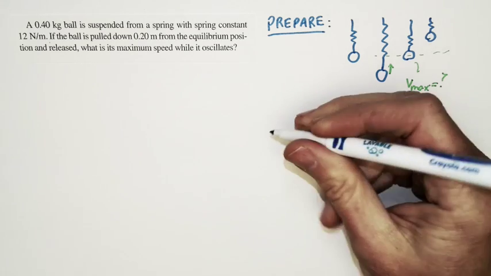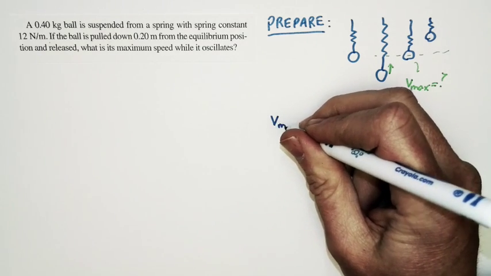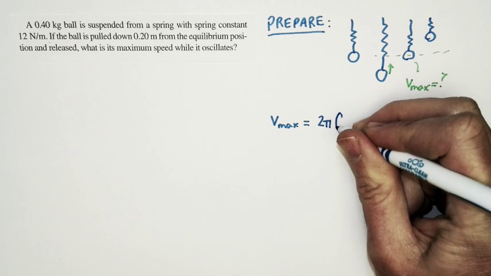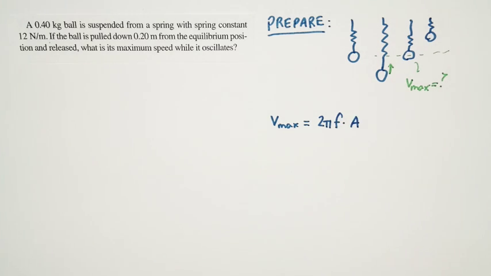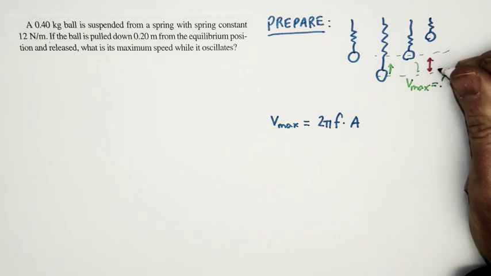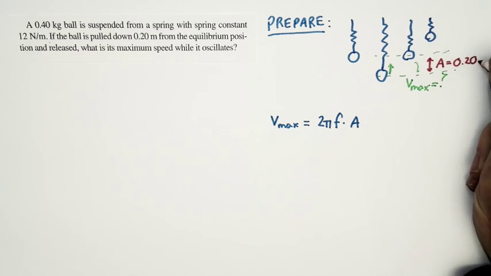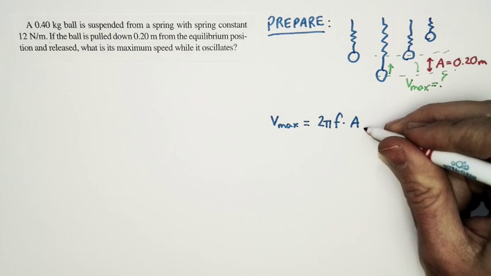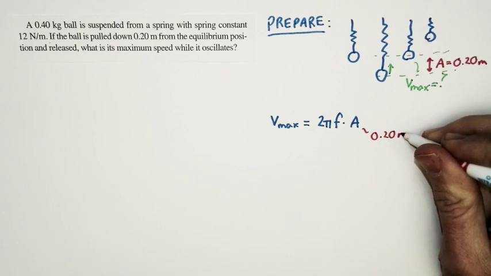But we have an expression for the maximum speed, and it just looks like this. The maximum speed for a mass on a spring, or for any simple harmonic oscillator, is just 2 pi times the frequency times the amplitude. So all we have to do is extract from the problem statement the details necessary to solve this equation. Well, the amplitude is this. I pulled it down by 0.20 meters, so it's 0.20 from its equilibrium position. That is just equal to the amplitude. So the amplitude is 0.20 meters, because that's how far I've displaced it from equilibrium. So I know the amplitude in this equation is 0.20 meters.